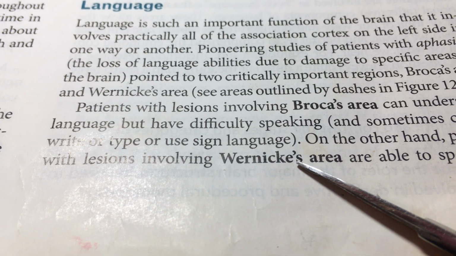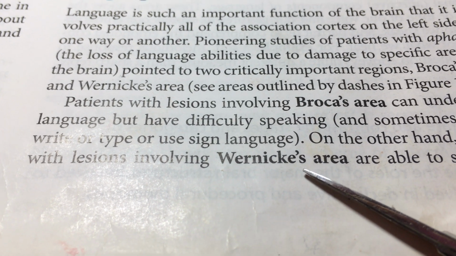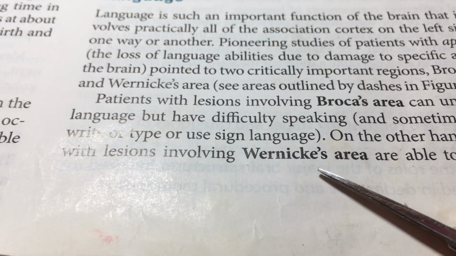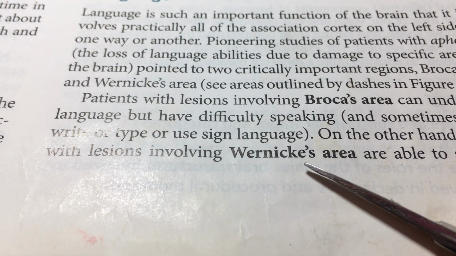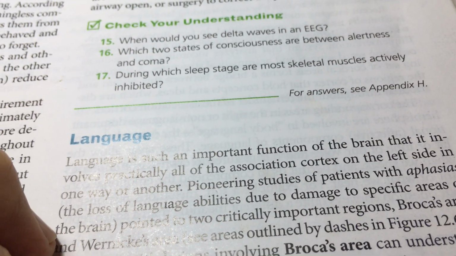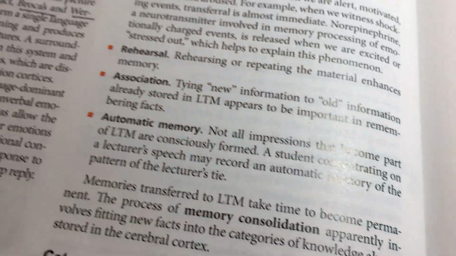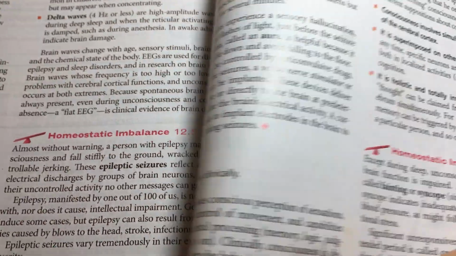Wernicke's area is in a different part of the brain that involves overlays in the temporal area of the brain. Let's take a look over here. And that involves the... we don't have it there. We have to go back this way.